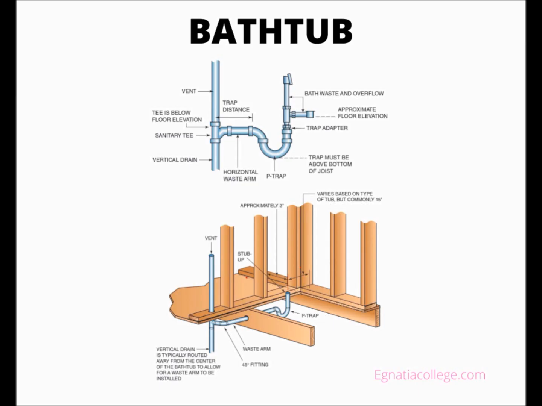The drain is usually connected to the P-trap within 2 inches of the wall. This close proximity to the wall, as well as the physical size of a P-trap and the connecting sanitary tee, often dictate that the rough-in of the vertical drain must be installed away from the center of the tub.